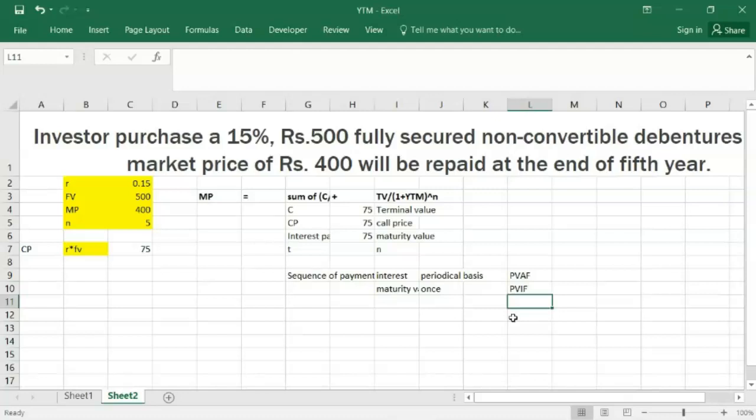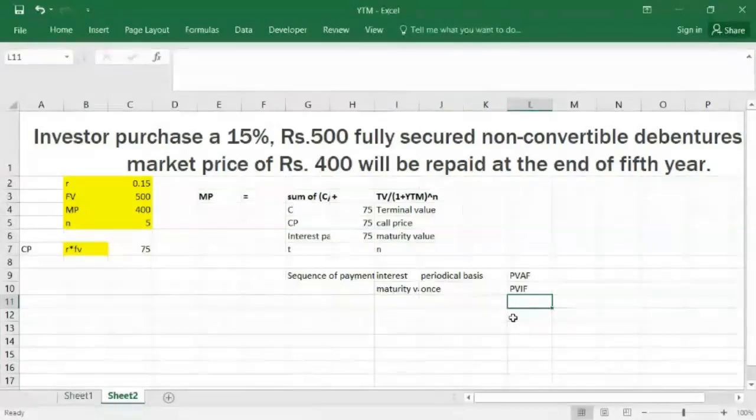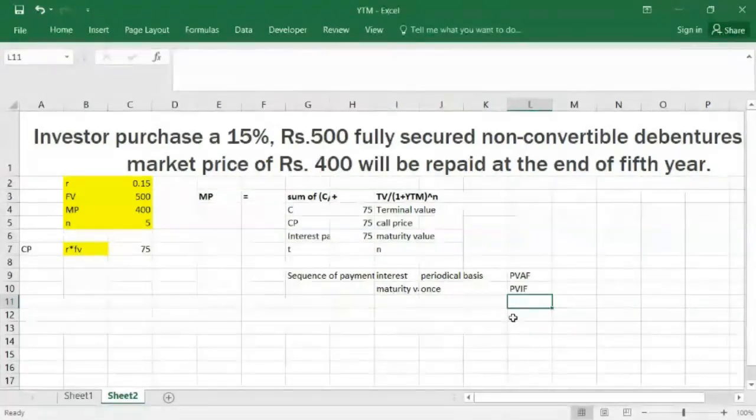It is calculated as 1 divided by 1 plus r to the power n. Hope you all already remember the present value of interest factor calculation. While calculating the present value of annuity factor, the present value of annuity is calculated as 1 divided by r multiplied by 1 minus 1 divided by 1 plus r to the power n. So the formula can be applied to get the annuity amount.